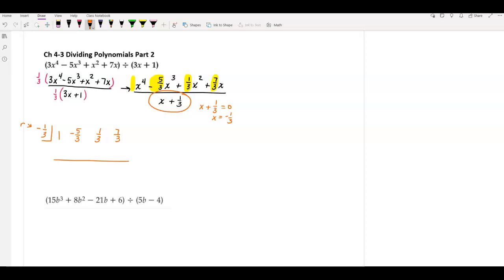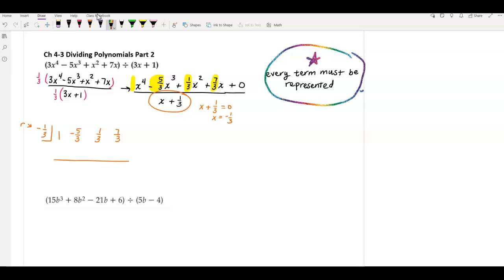We're going to follow these same steps. Oh, except we're forgetting one thing. We always have to make sure every term is represented, and we don't have a constant term. So we need to put plus 0 because every term must be represented, even if it's a 0 term. That's a biggie. Don't forget that every term must be represented. So we have our 0.